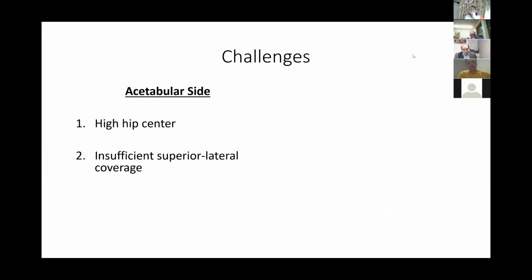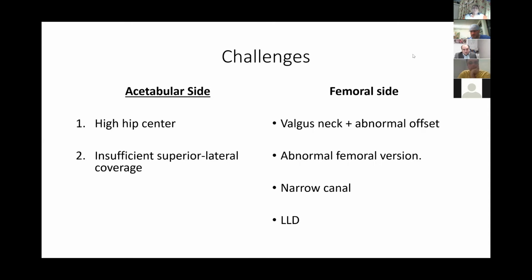So I would then put the challenges I can see in that case and try to propose different solutions for these challenges. So challenge number one is the high hip center and the insufficient coverage of the acetabulum. So that's on the acetabular side. It's also important to measure the challenges on the femoral side. We've got abnormal offset, we've got a valgus neck, we've got abnormal femoral version in most of these patients.